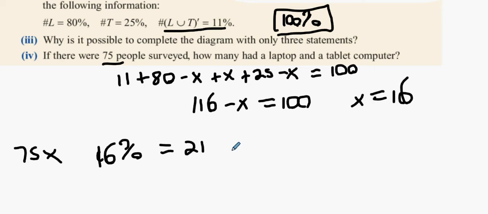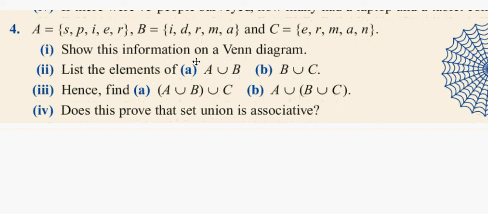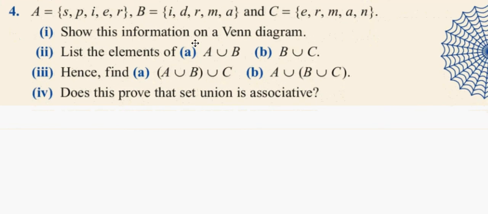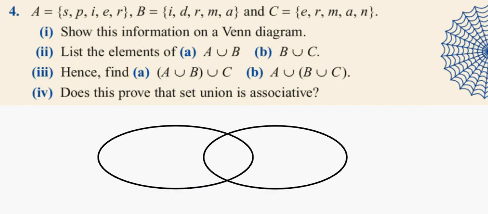21 people, yeah? Great. Right, let's move on. Alright. This one here. Show this information on a Venn diagram. Easy marks here, guys. A, B, C.